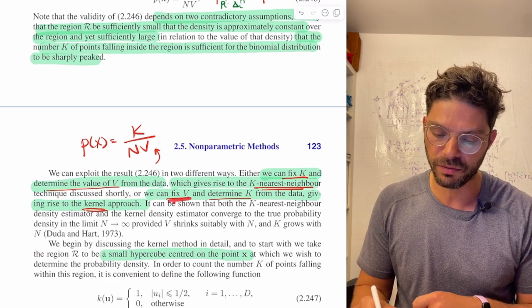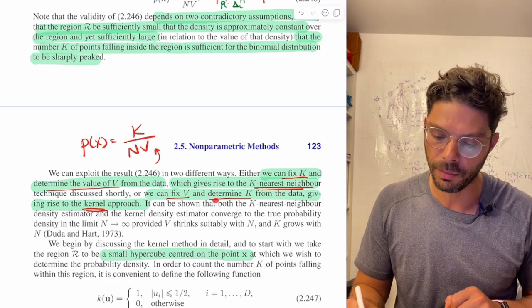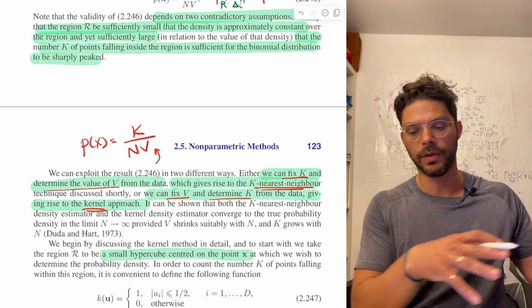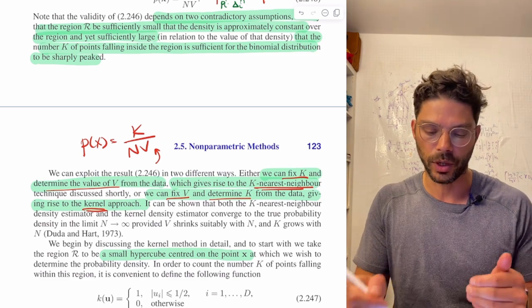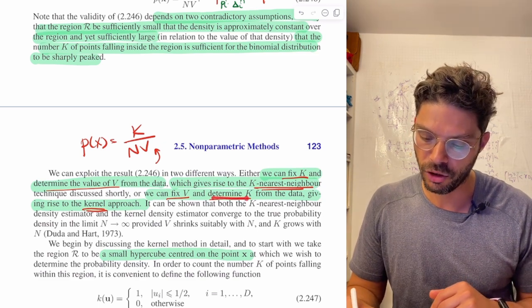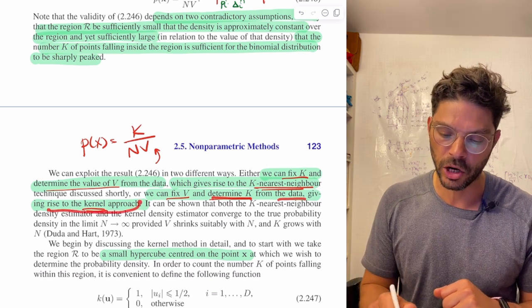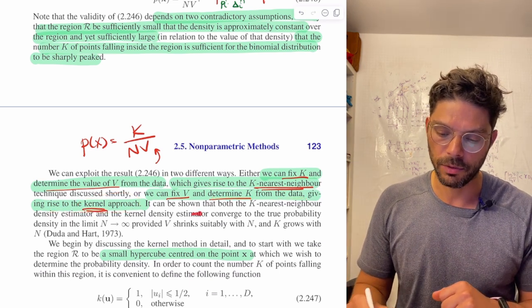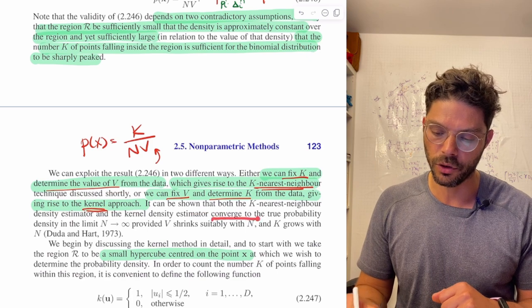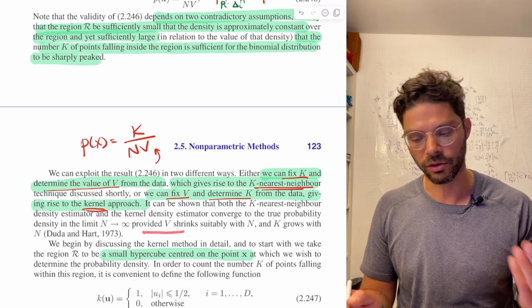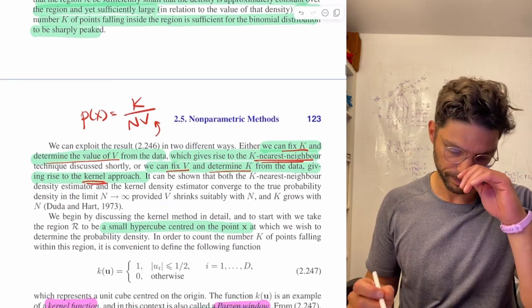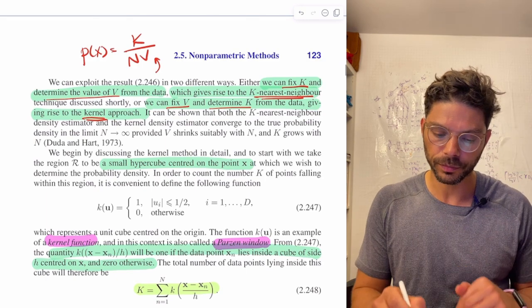Or we can fix V, so we're going to look at a fixed volume and determine K. So we're just going to move this volume around and see how many points fall in it. So this is kind of the histogram thing, and what we're going to be discussing in this section. Determine K from the data, giving rise to the kernel approach. And it can be shown that both these approaches converge to the true probability density in the limit N goes to infinity, provided V shrinks suitably with N and K grows with N. Okay.